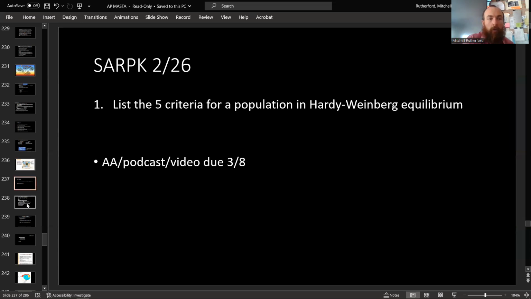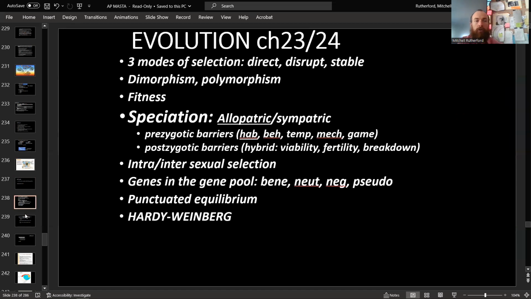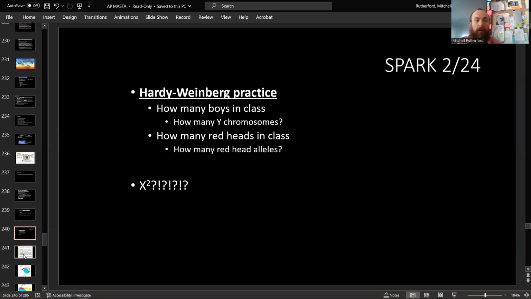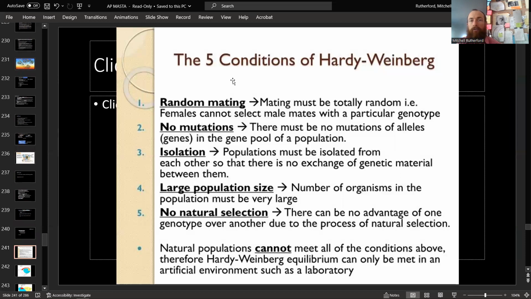The 5 criteria for Hardy-Weinberg. I'm just going to show you. It's coming up soon. Yeah, here it is. 5 conditions for Hardy-Weinberg.